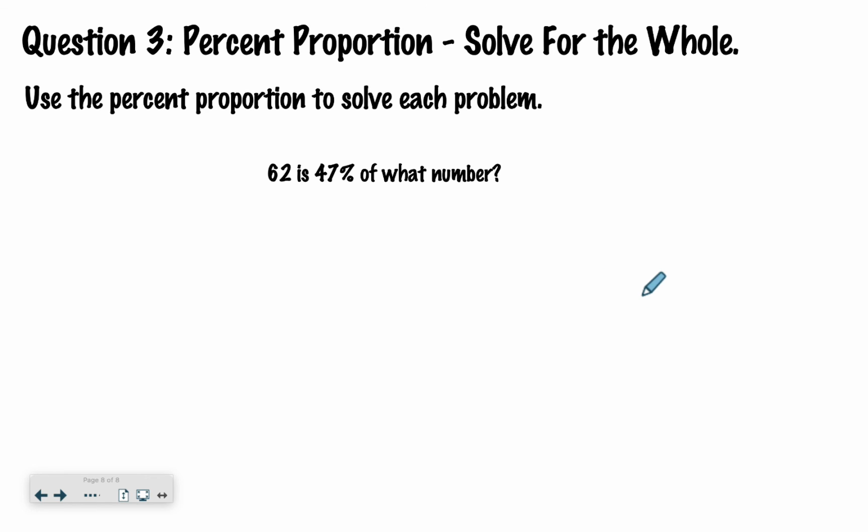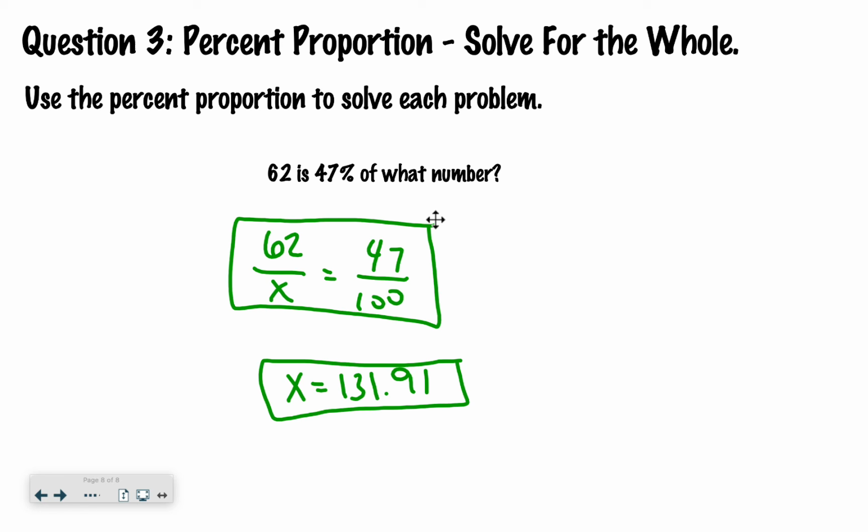All right, this is the last one for you to try on your own. Good luck. All right, hopefully you set it up just like I did. If not, and you're not sure why I set it up that way, be sure to raise your hand, ask for some help, and then once I cross multiplied and divided, I ended up with 131.91. It was a long decimal, so I just cut off after 2 decimal places.